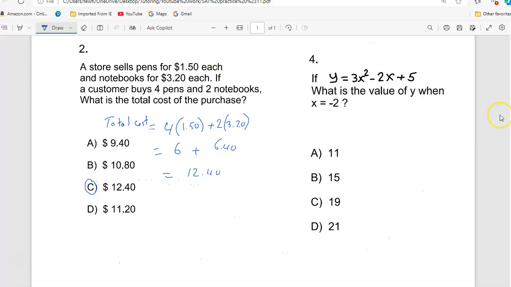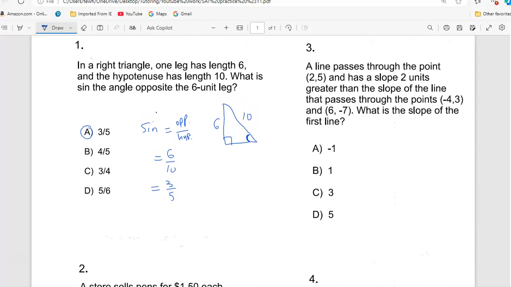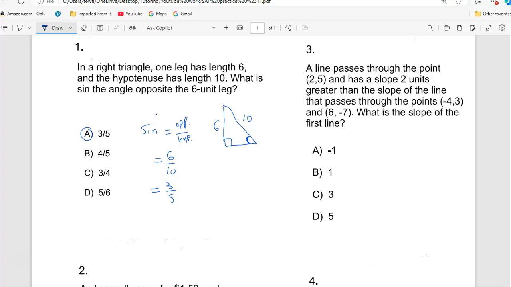Take a look at problem number 3. A line passes through the point (2,5) and has a slope 2 units greater than the slope of the line that passes through the points (-4,3) and (6,-7). What is the slope of the first line? Alright, same thing. Pause the video and find your answer.